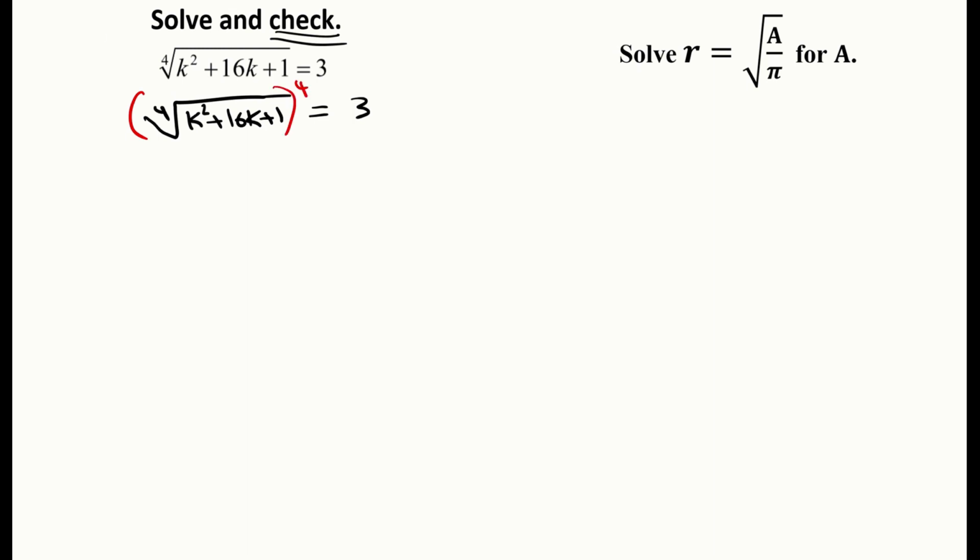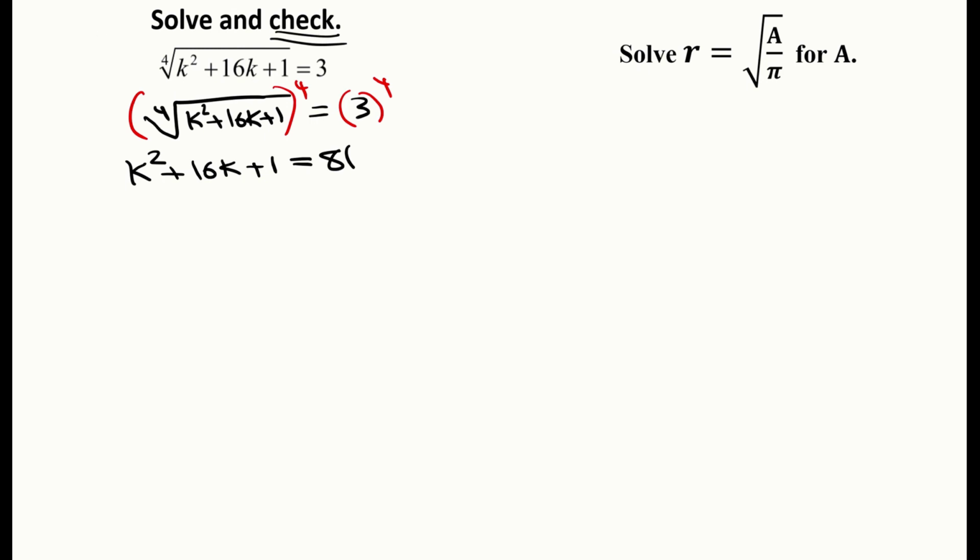4. Notice I always leave the original equation alone because when I want to go back and check, I don't want to mistakenly check a modified equation. So we know the fourth root of any radicand to the power of 4 is just the radicand. So we get k squared plus 16k plus 1 on the left side. And on the right side, we know 3 to the 4 is 81.